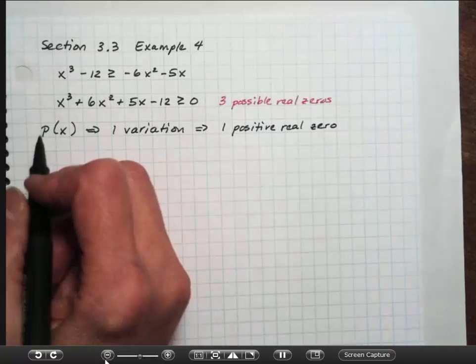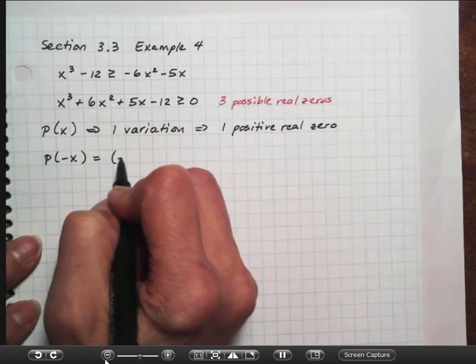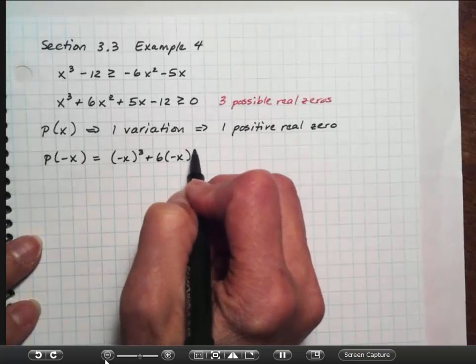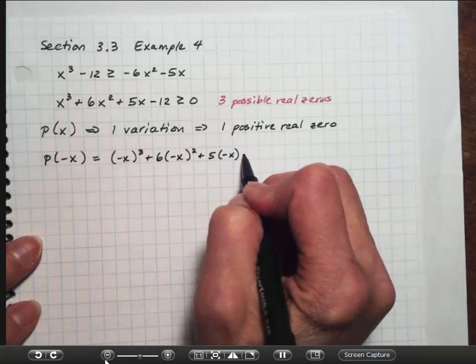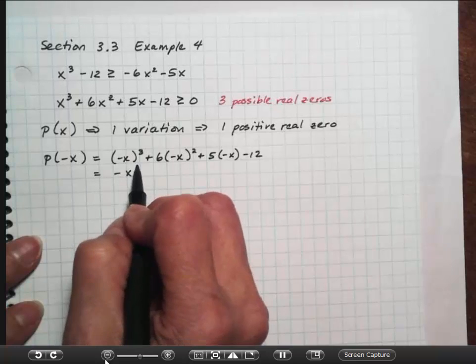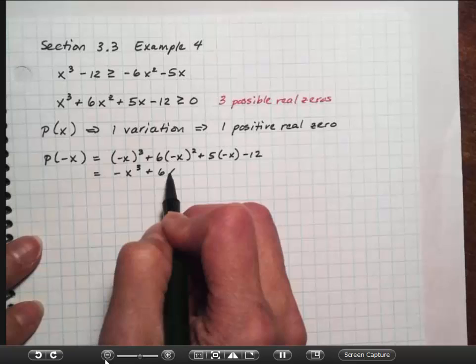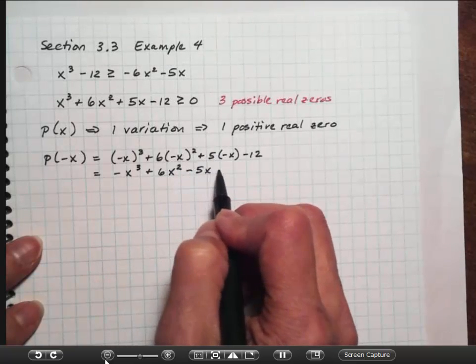Then I'm going to look at P of negative x. So I'm going to put in a negative x wherever I have an x, and I'm going to raise it to the appropriate powers. And be careful when you're doing this that you take care of all those negatives. So when I do that, I end up with negative x to the third. This becomes positive x squared, so it's plus 6x squared. And then I have a minus 5x and a minus 12.